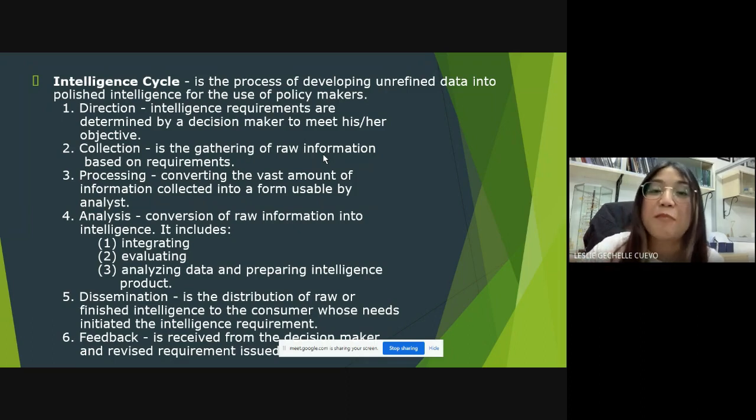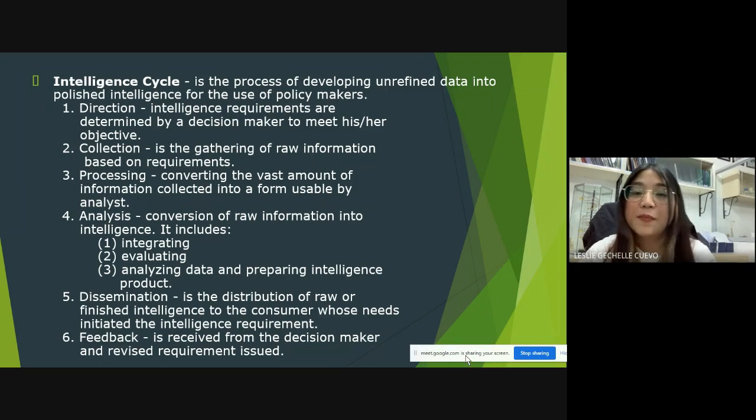Ayun na nga. So, malapit ka na sa pag-convert ng information into intelligence after analysis. And then, kapag okay na siya, yung naging intelligence na yung information mo, the next step would be dissemination. Inform mo yung iba, hindi pwedeng ikaw lang nakakaalam. So it is the distribution of raw or finished intelligence to the consumer who needs initiated the intelligence requirement. And then feedback is received from the decision maker and revised requirement issued.